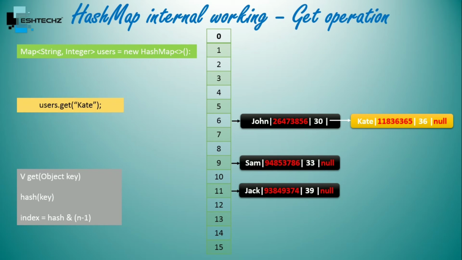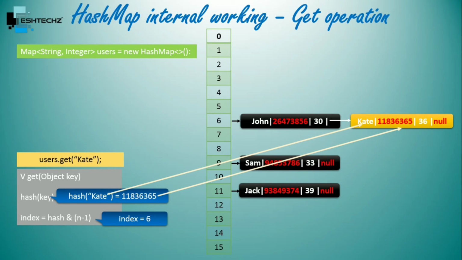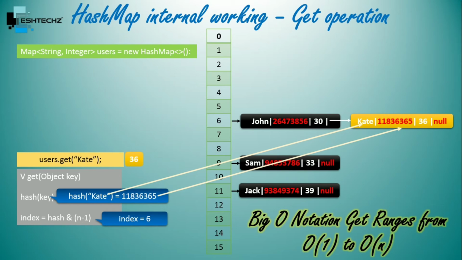Now let's take a look at Kate. Now the index is this. At this index, we have two values. So first, it will try to match the hash code. Now since the hash code doesn't match, what will happen is, it will look for the next node and try to match the hash code with that node. Now here it matches. The next part is to match the key. That also matches. In this case, it will return the value, that is 36. So that is how get operation works.